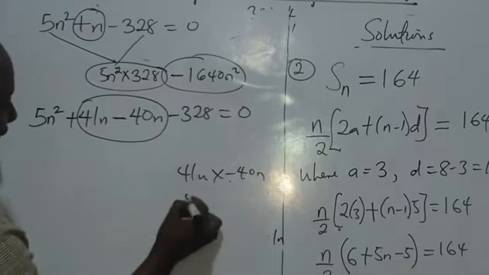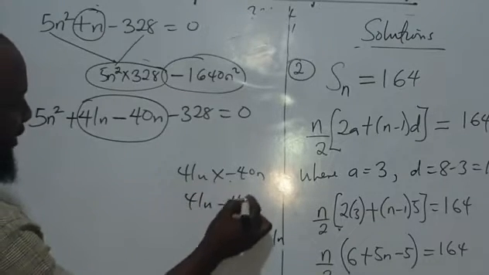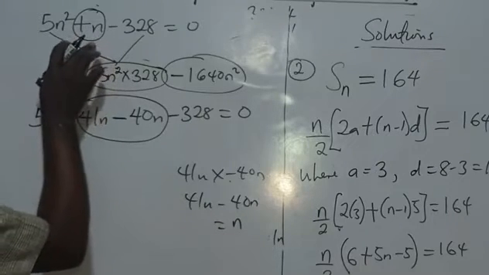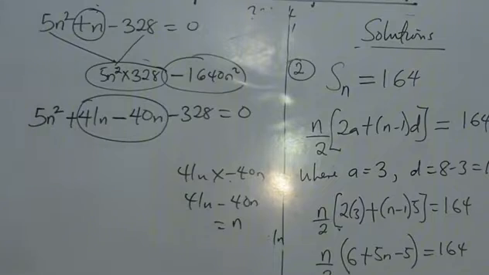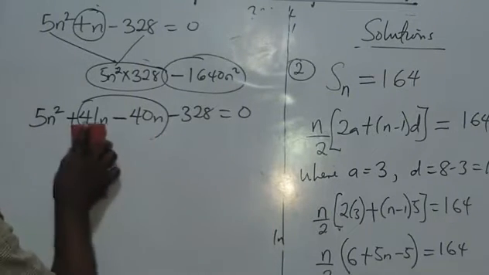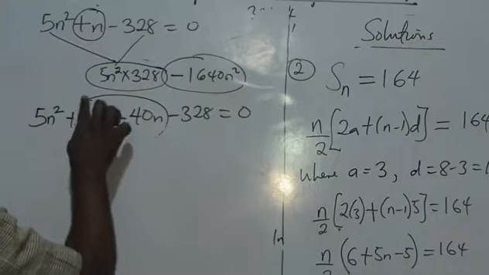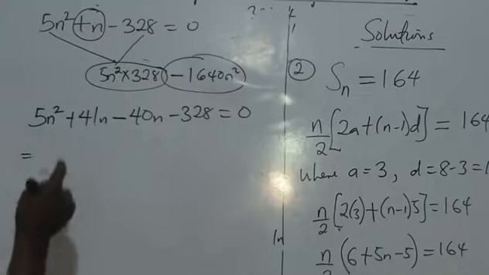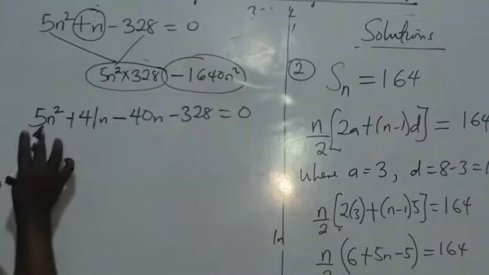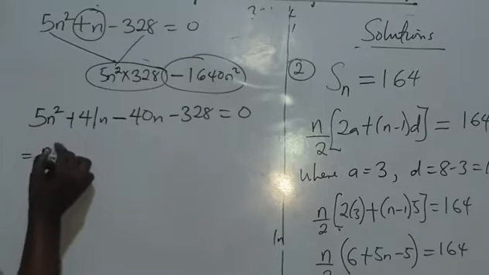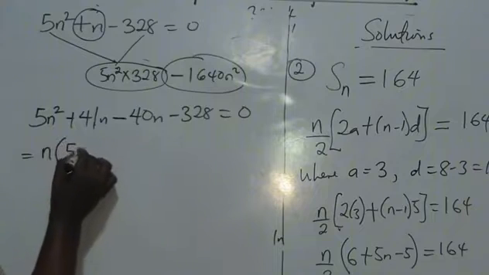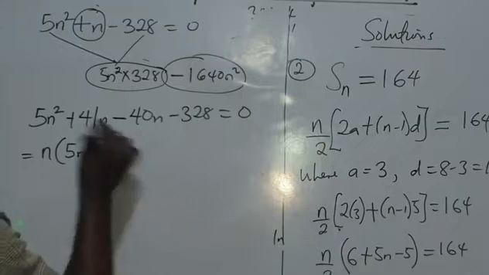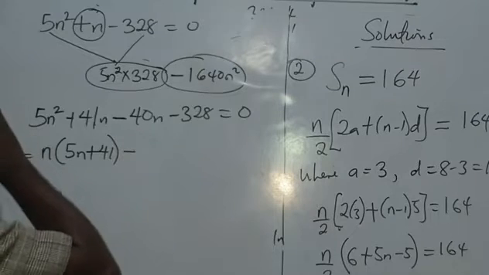Then when you subtract 41n minus 40n, you're going to get what? n, which is this one, what we have at the middle. Hope that is clear now. So in this case, we factorize this. So how do we factorize this? What is common to this now? 5 and 41. So it is n that is common. So that we're going to have 5n here plus 41, then minus, excuse me.